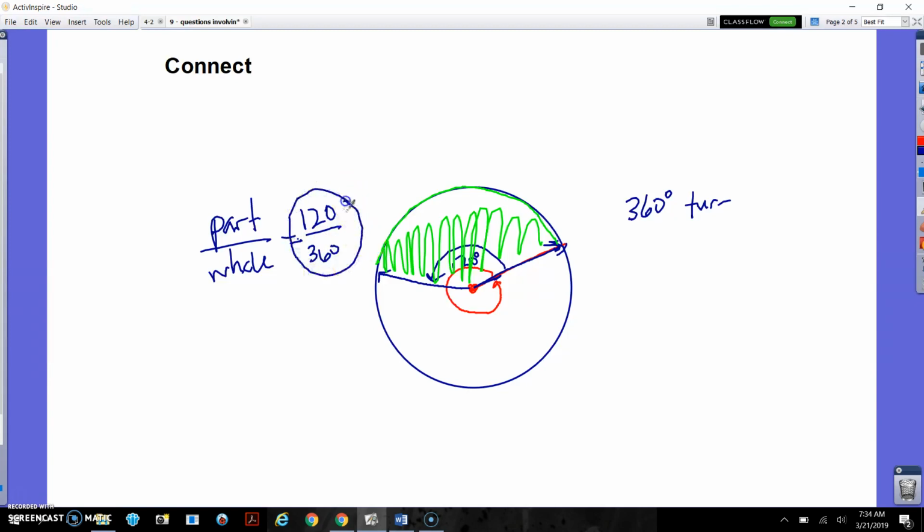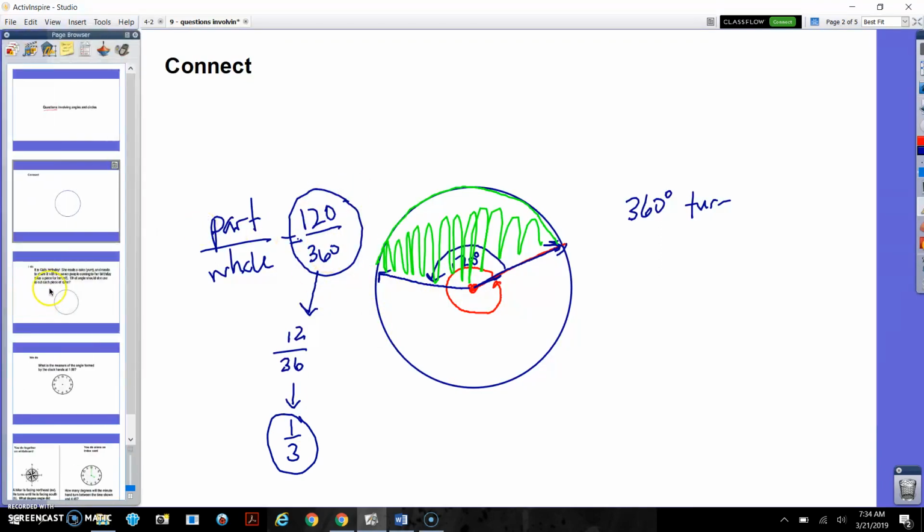It makes that fraction of the circle. You can do some equivalent fraction work and say, well, that's the same as 12/36, and that's the same as 1/3. And so a 120 degree angle would make 1/3 of the circle, or this part of the circle. So that's what we've done so far.